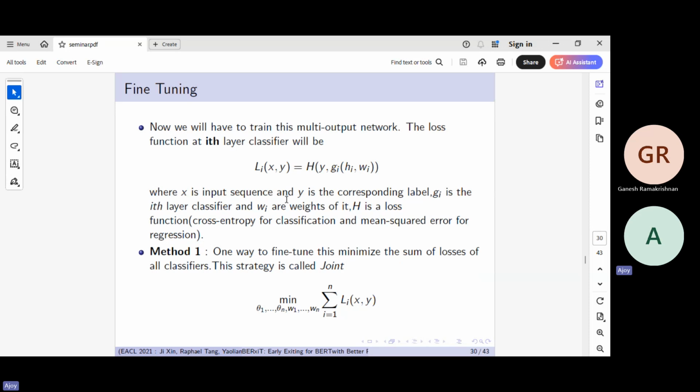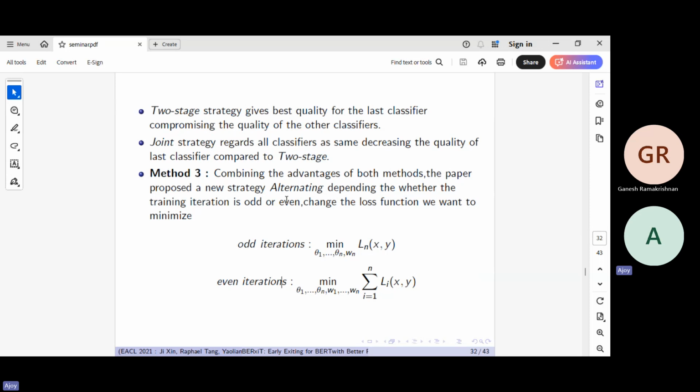Combining these two methods, they proposed the main method. So again, it's also not too novel. While in the training loop, for odd iterations, they train only the nth classifier, and for even iterations, they train the summation of all n classifier losses. So this is the strategy they proposed, and this performs better and gives decent results compared to both strategies.